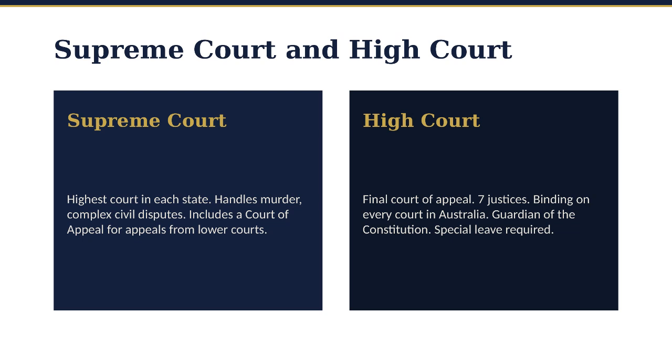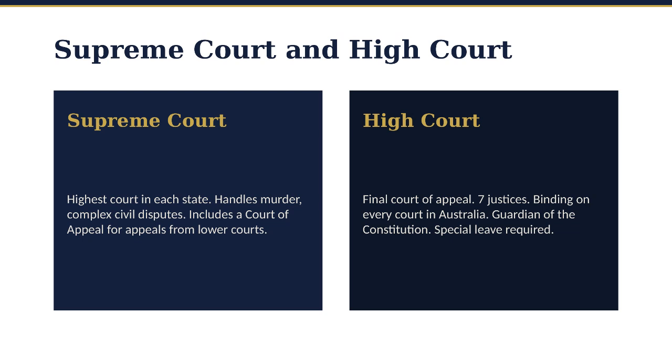The key principle here is this: a lower court must follow the decisions of a higher court in the same hierarchy. A local court magistrate in Sydney must follow a decision of the NSW Supreme Court, and every court in Australia must follow the High Court. That's how consistency in the law is maintained.